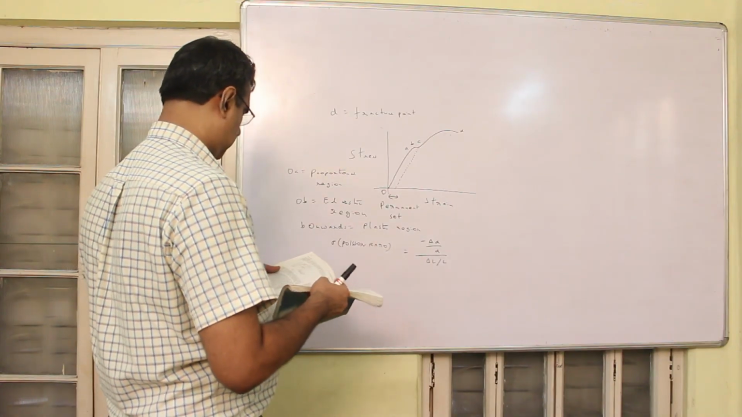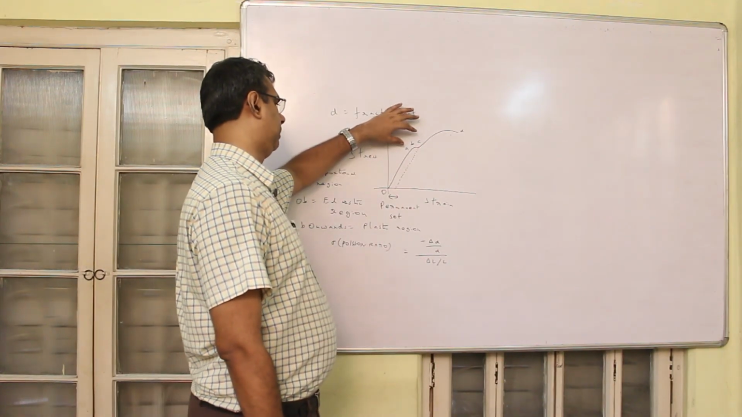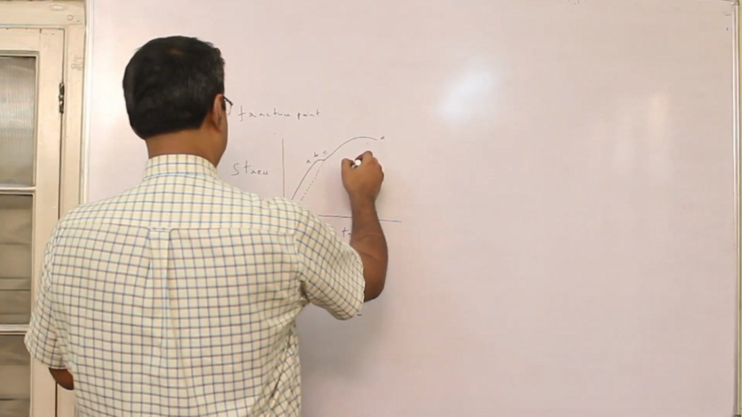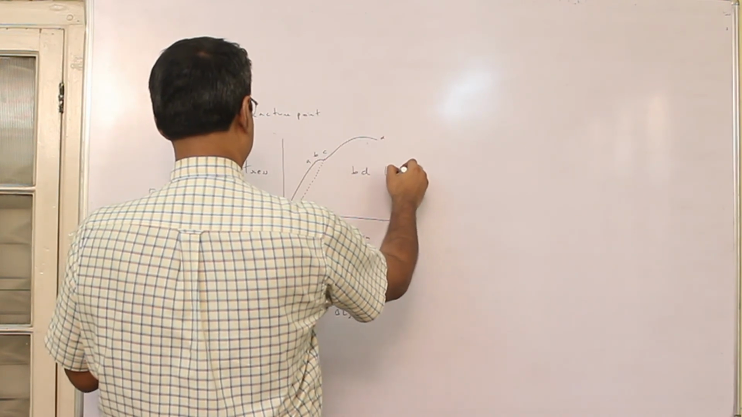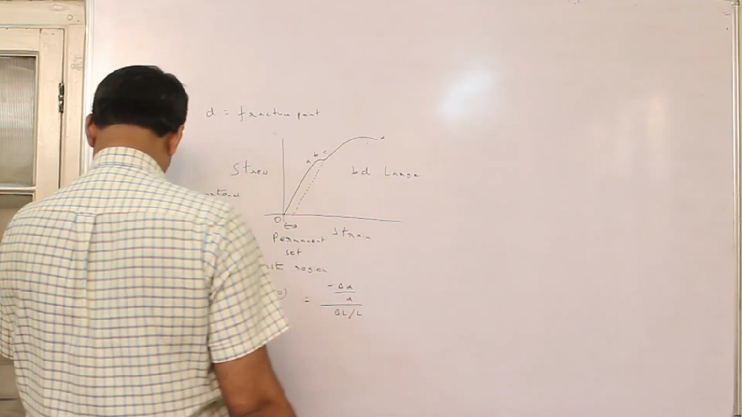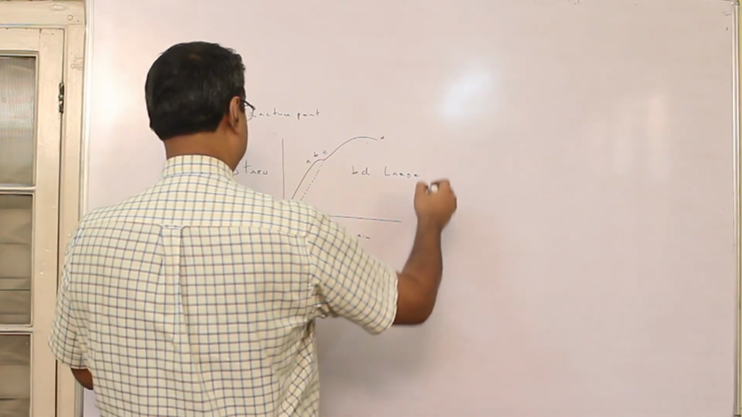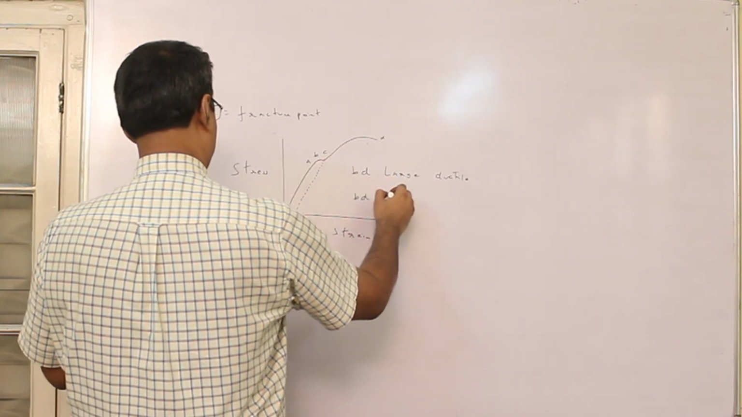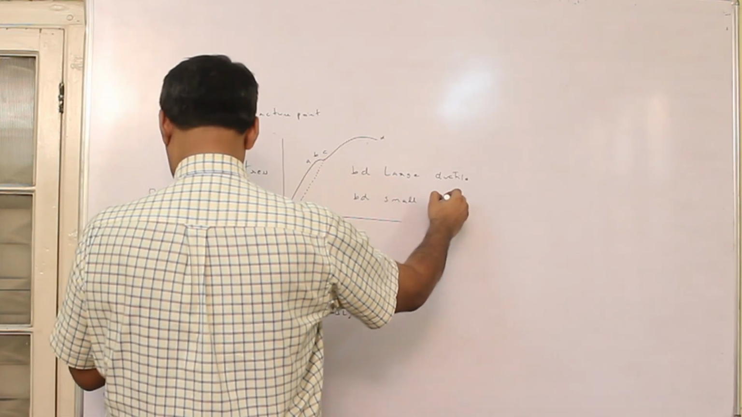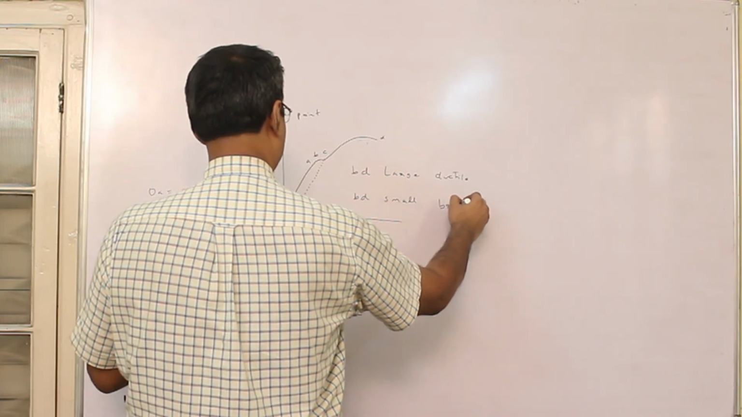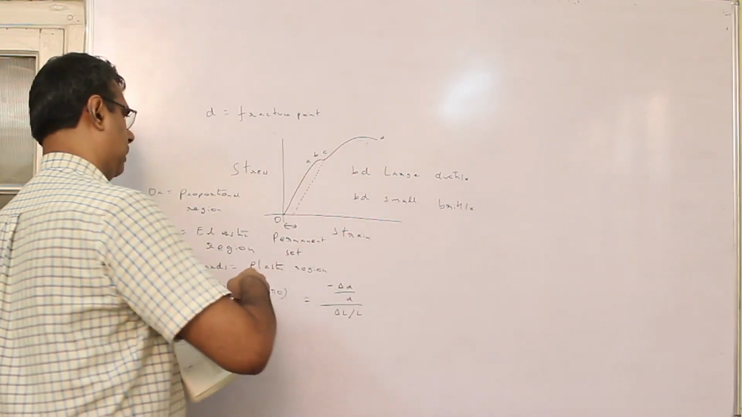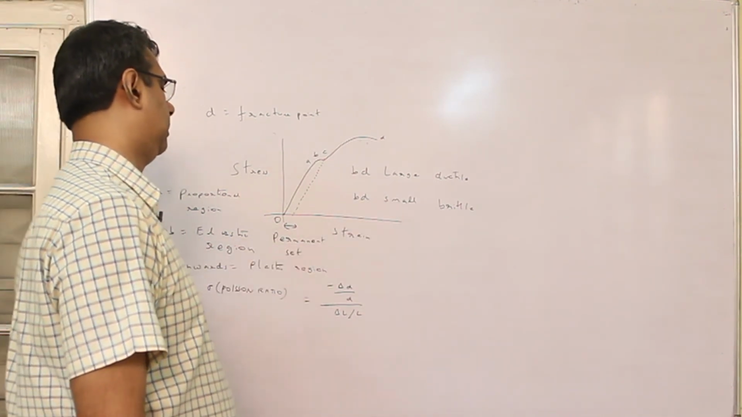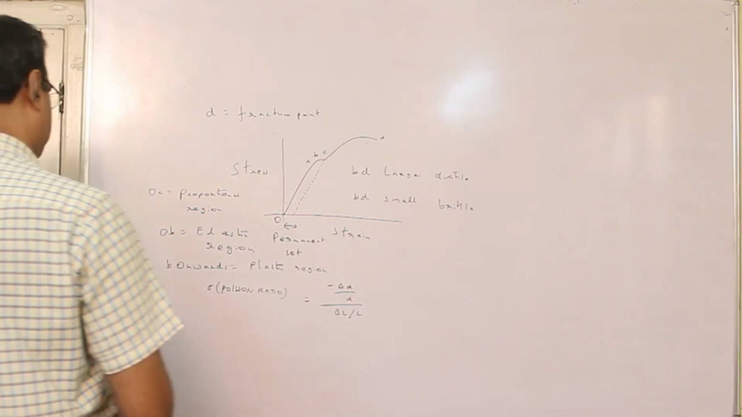Now the thing is, if there is a huge gap between B and D, so if BD is large, then we say that the material is ductile, and if the portion BD is small, then we say that the material is brittle. So if BD is very large, we say it is a ductile material, and if BD is small, we say it is a brittle material.